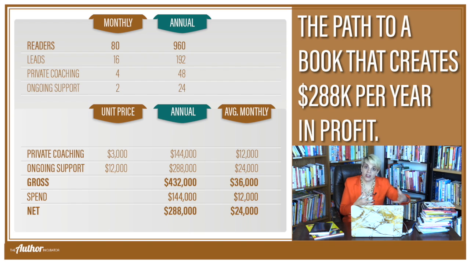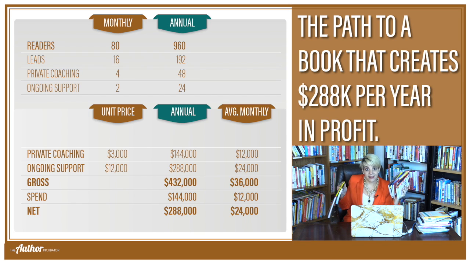So now you're creating change for them, and then let's multiply it. So if you had $24,000 a month or $288,000 in profit, how much could you live on and how much could you use to change the world? That is how a book creates clients. 80 readers a month, 16 leads, 4 clients at $3,000, 2 clients at $12,000, $36,000 worth of clients a month from books like these.